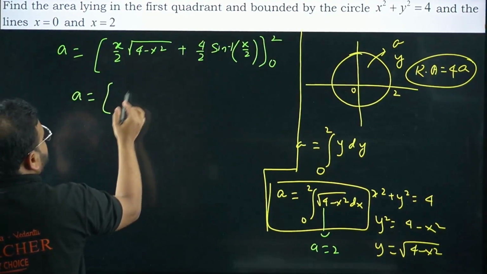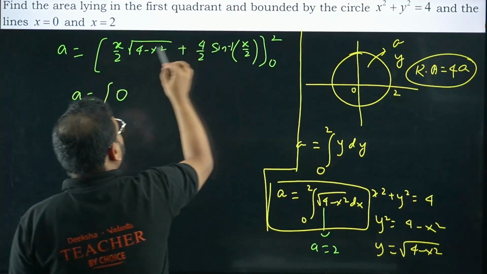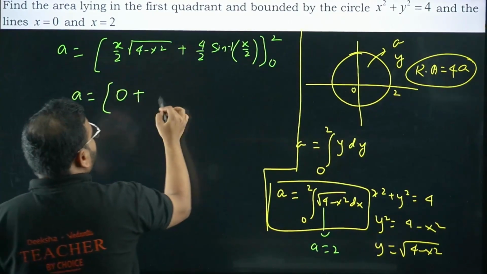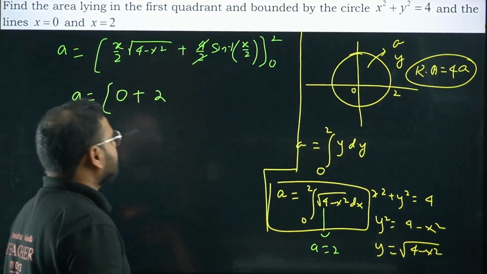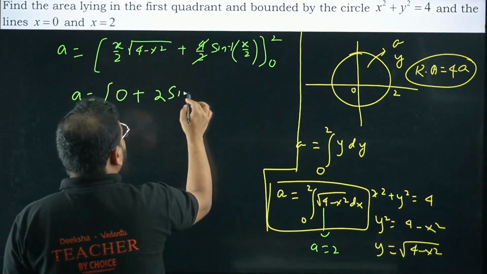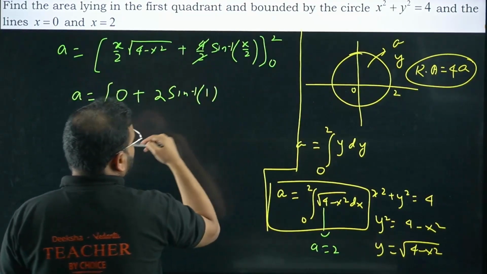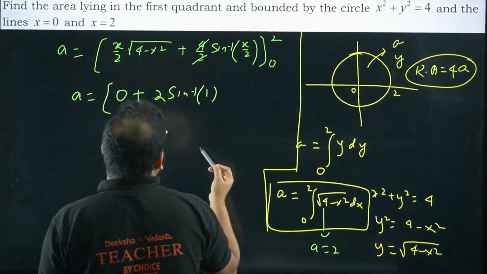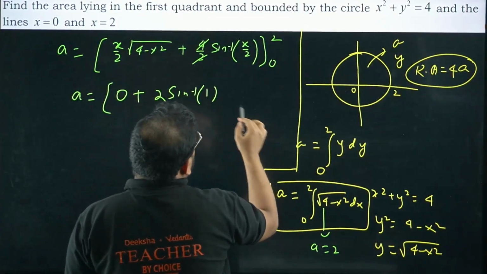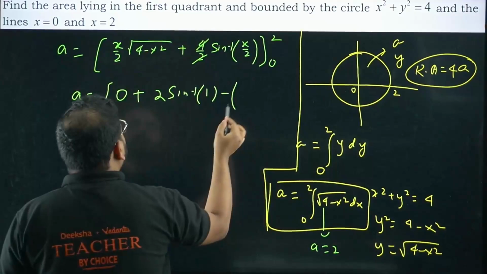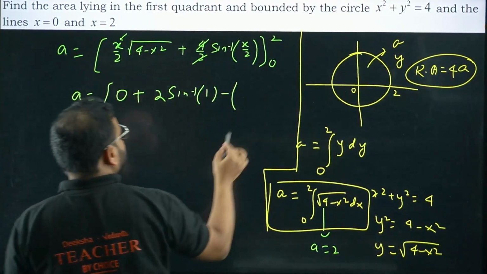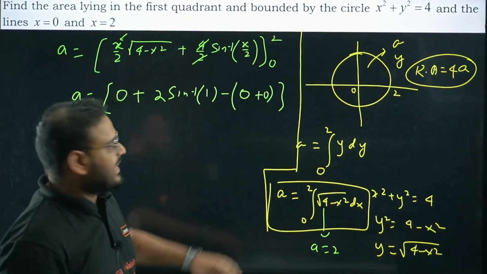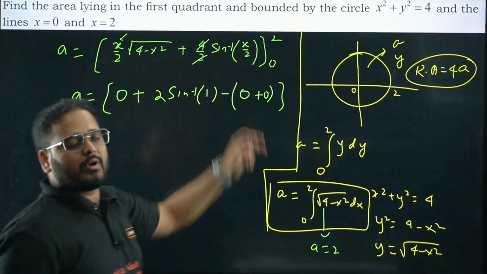Now substitute the values. Putting in 2, the first part becomes 2 times root of 4 minus 2 square, which is 4 minus 4, so 0. Over here I get sine inverse of 1. For the lower limit 0, if you put 0 over here, it becomes 0, and 0 by 2 is again 0. This part is cancelled. Sine inverse of 0 is 0, so the whole thing will be 0.